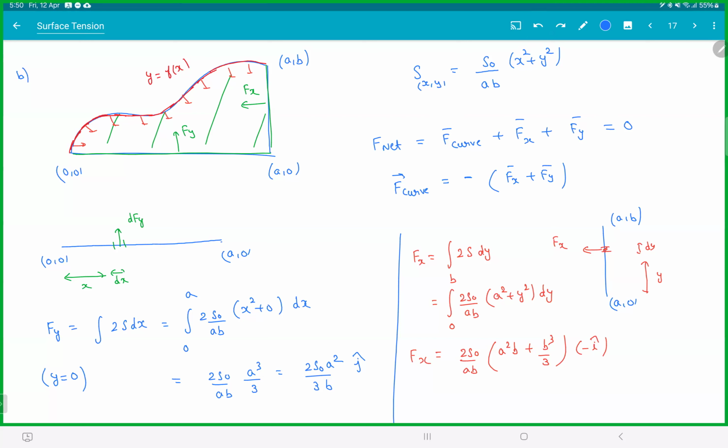Clear? Going ahead. I want to check the double integration thing also once. Let me check that also.